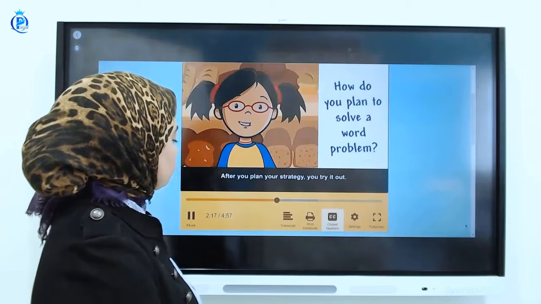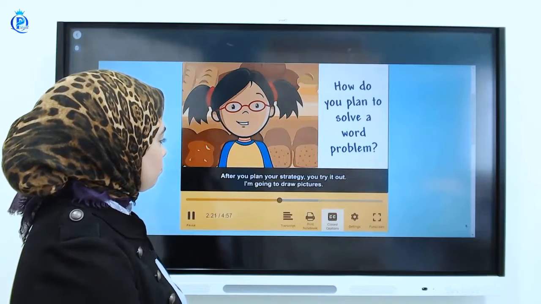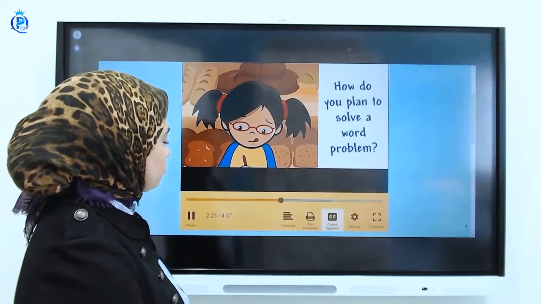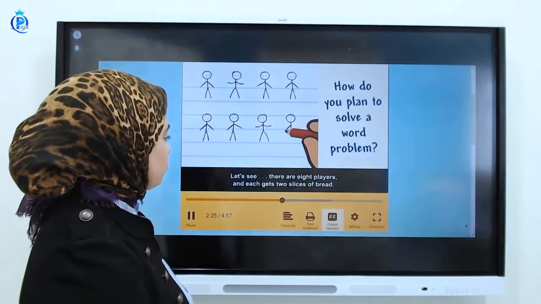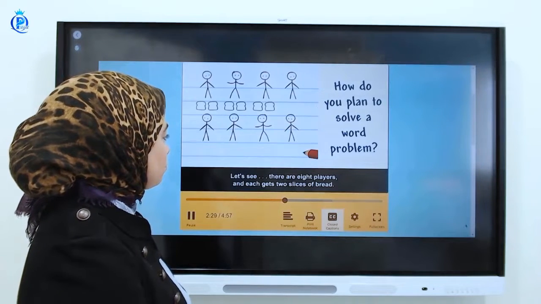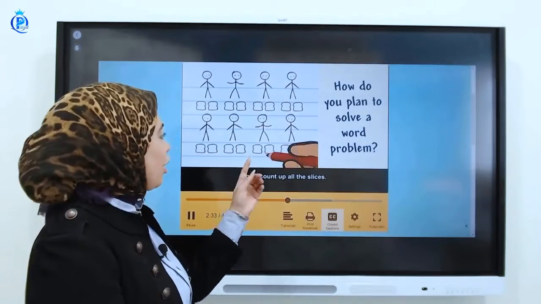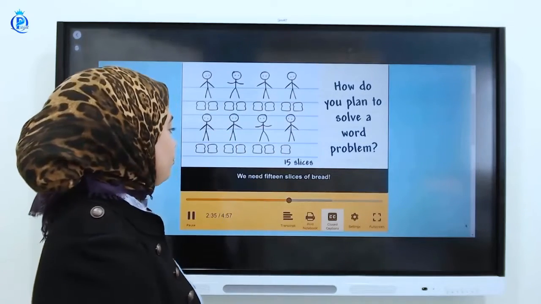After you plan your strategy, you try it out. I'm going to draw pictures. Let's see. There are 8 players and each gets 2 slices of bread. Look at this. Now count. Every player has 2 slices. 15 slices of bread.